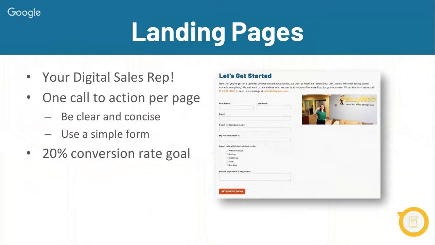In general, a good conversion rate goal for a landing page, once people have specifically searched that page out, is about 20%. Don't beat yourself up if you don't hit 20%, especially not at the beginning, because there's a lot that you need to do to optimize your landing pages for conversion.